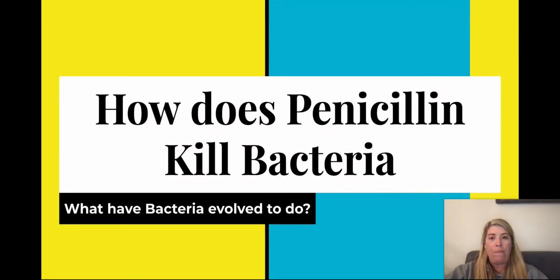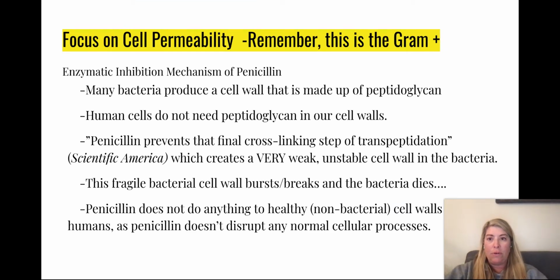Okay, so this week's interactive case study is on how penicillin kills bacteria, and what bacteria have evolved to do. So the first thing we want to look at is the cell permeability, and we need to keep in mind that the bacteria we're mainly concerned with at this point are the gram-positive bacteria. Those are the ones with the peptidoglycan in the cell wall, not the gram-negative with the LPS.